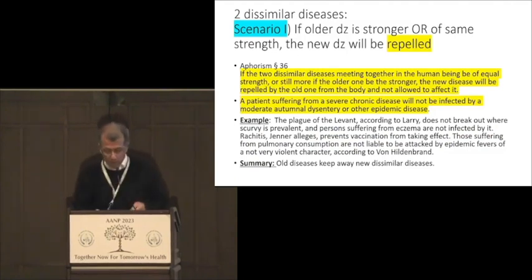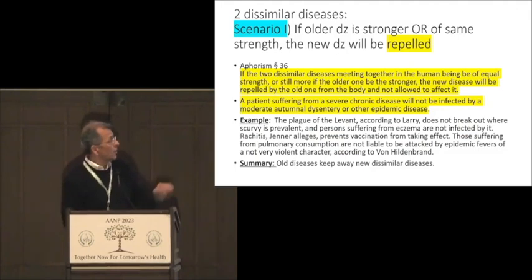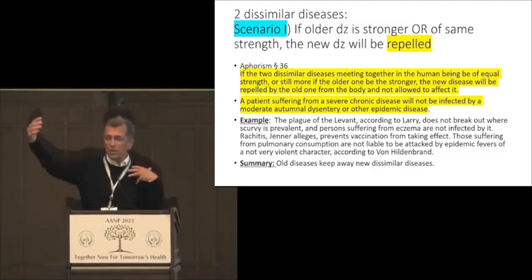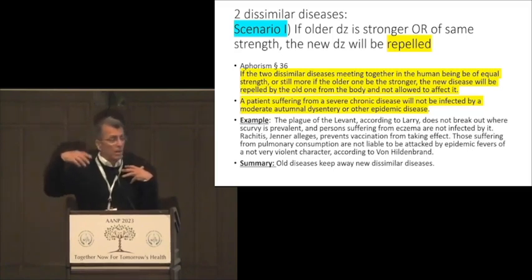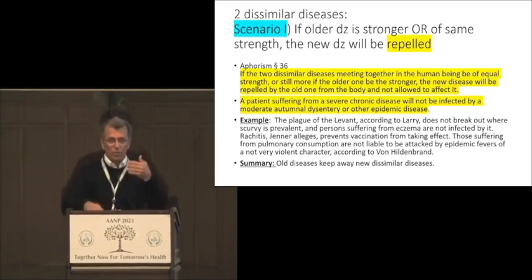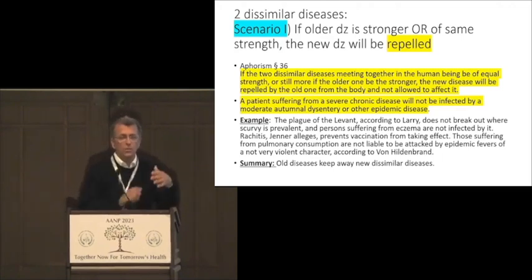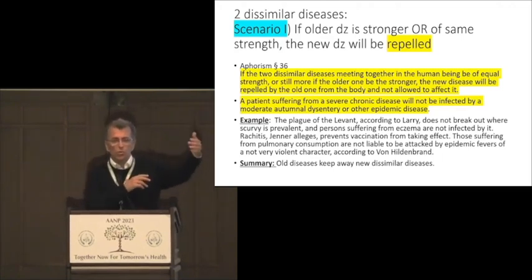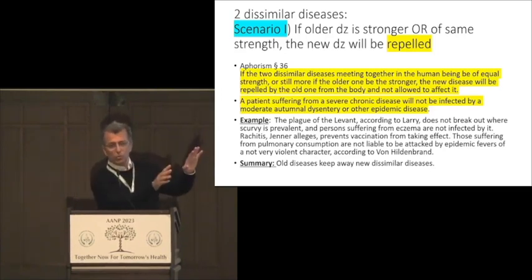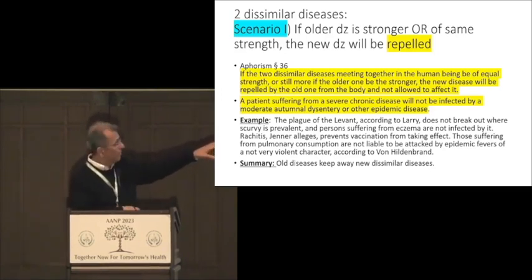So let's talk about the different scenarios under dissimilar diseases. Scenario 1 is if the old disease, the disease you already have, is strong, and a new disease coming in is weaker. In that situation, the old disease, because it's stronger, repels the new incoming disease. It's as if you're at home, you're strong, and some intruder comes in who is weak. Well, you might be able to repel the intruder.